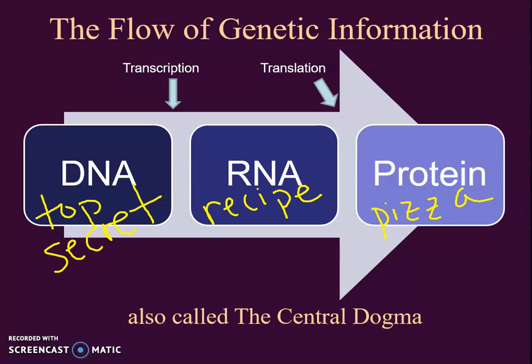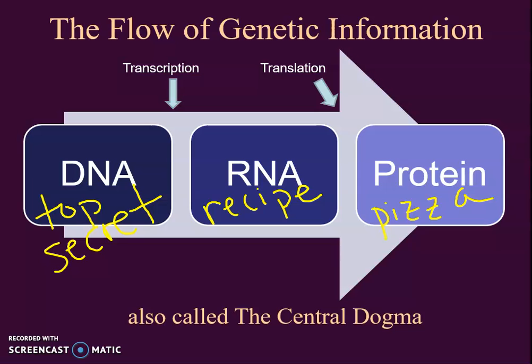So if that makes any sense to you, that's kind of an easy way to think about what's going on. We have a top secret code in the nucleus. It can't leave. So we need to copy it down to a message. That's your recipe. And then that recipe can go out into the cytoplasm and be used to build a protein.